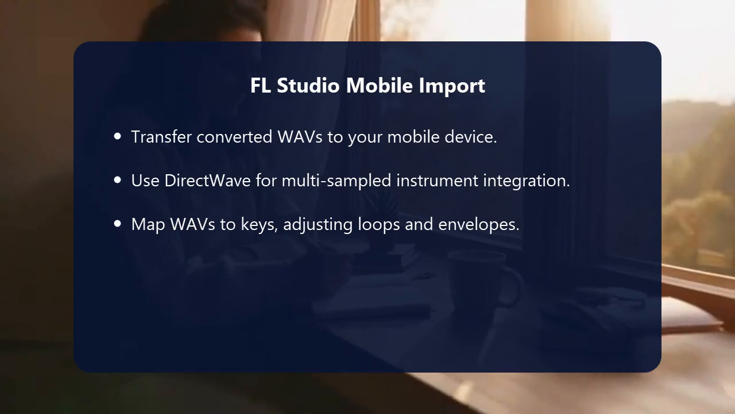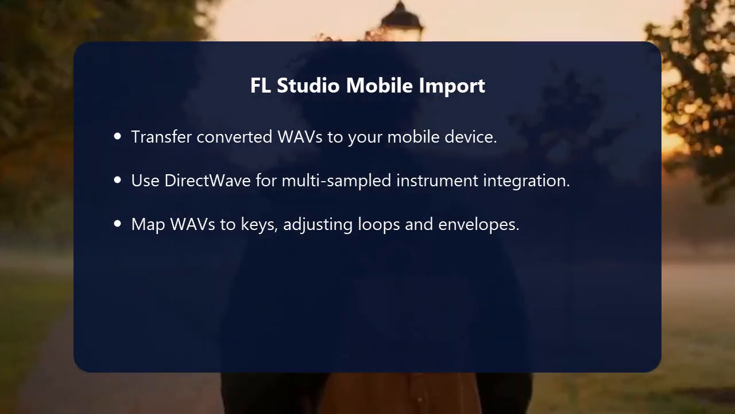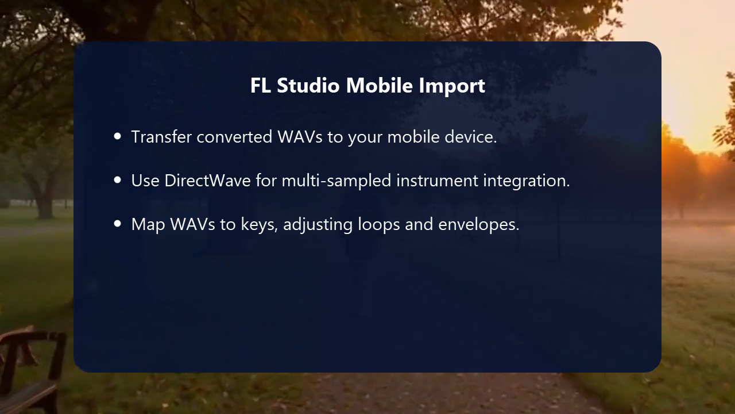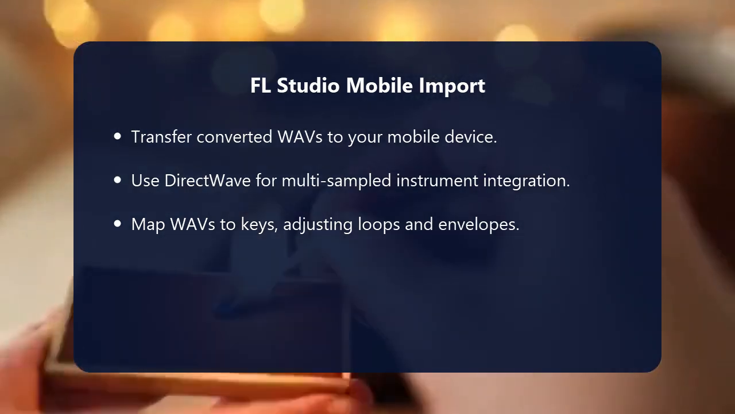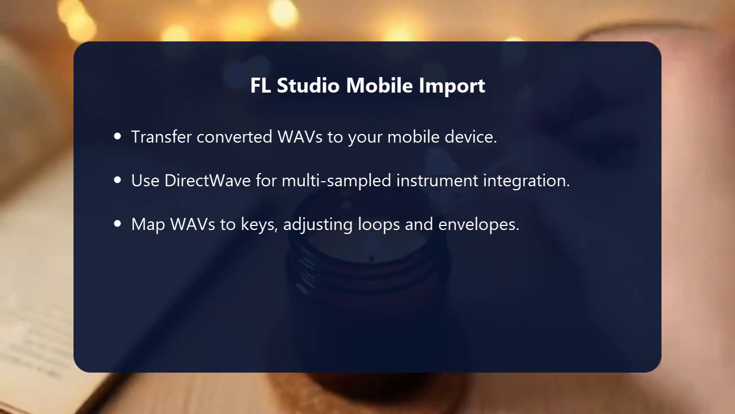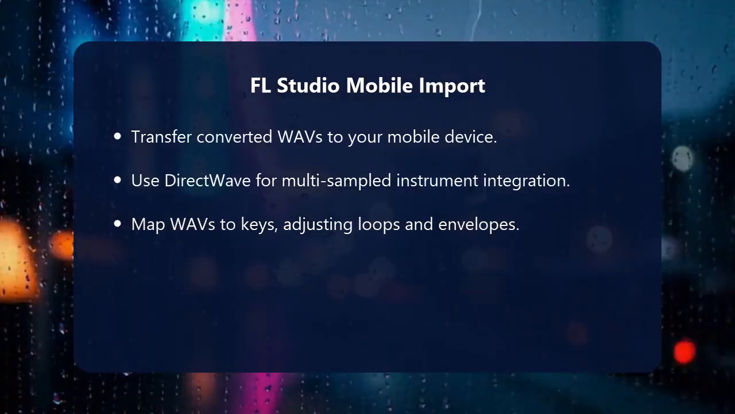After you have a collection of organized WAV samples, transfer these files to your mobile device. This can be done via USB connection, cloud storage services like Google Drive or Dropbox, or direct file transfer methods depending on your device's operating system. Once the WAV files are on your mobile device, open FL Studio Mobile. Navigate to an empty instrument track and load the DirectWave sampler.